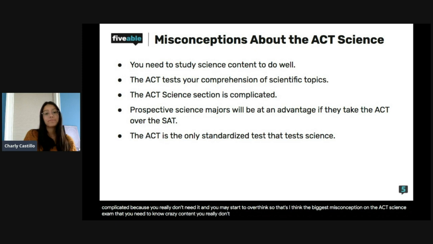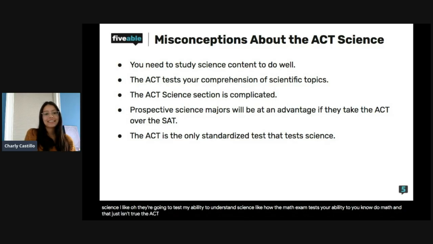You really don't. So moving on, and I think this is a really good transition, the ACT tests your comprehension of scientific topics. And this is a really popular misconception because, as I had mentioned before, people think science, and they're like, oh, they're going to test my ability to understand science like how the math exam tests your ability to do math. And that just isn't true.